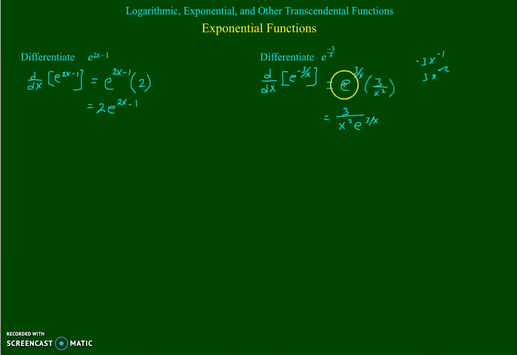Now, convention has it that it's okay to have a natural exponential with a negative exponent in the numerator, but I just dropped them down for consistency's sake. You could leave this e to the negative 3 over x in the numerator if you wished, but I pulled it down just to be consistent here.